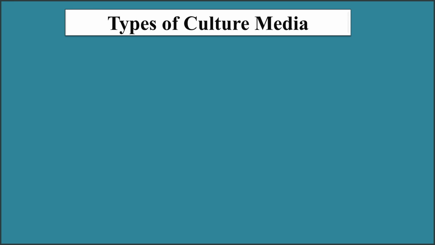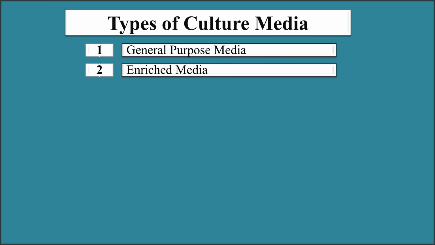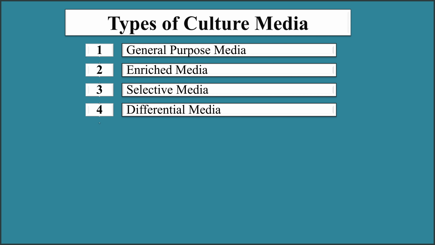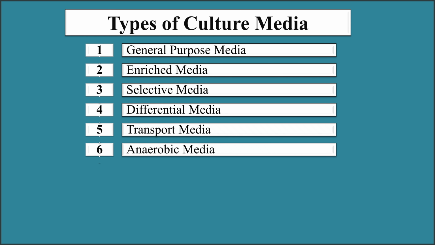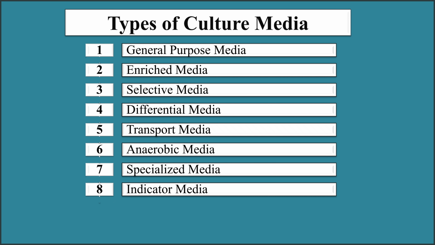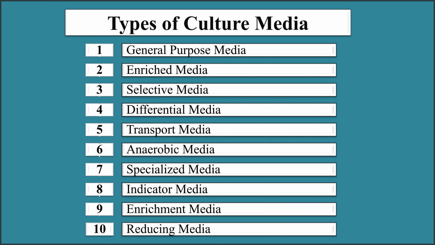Culture media are classified into general purpose media, enriched media, selective media, differential media, transport media, anaerobic media, specialized media, indicator media, enrichment media, and reducing media. So there are different types of media for different bacteria to grow in the lab.